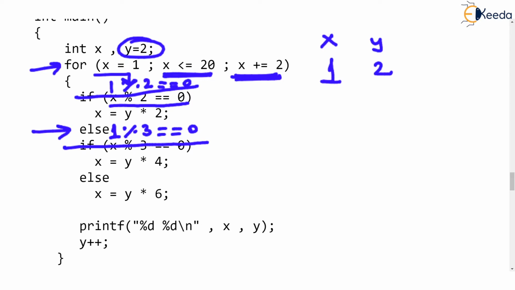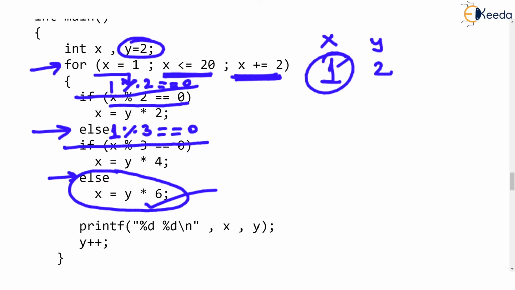So we land in else and in this else there is no if. So we are simply making x equal to y into 6. So this value of x, which was 1, is now going to change and it will become y into 6. Listen, y is 2. So this is going to become 12. x has suddenly become 12, you observe. Listen, x is 12 and y is 2 now.